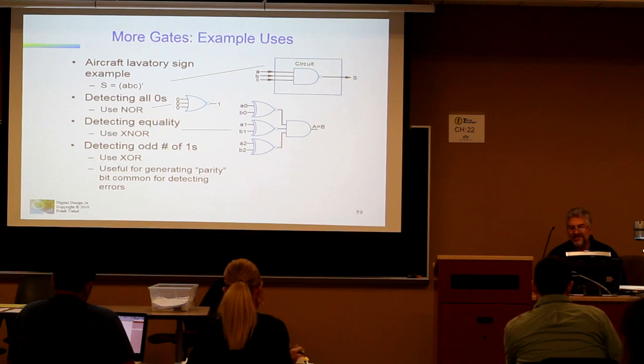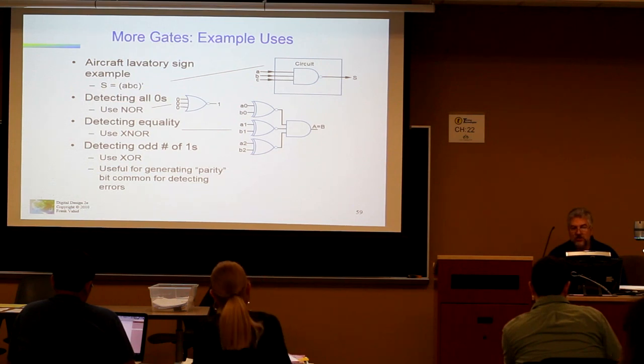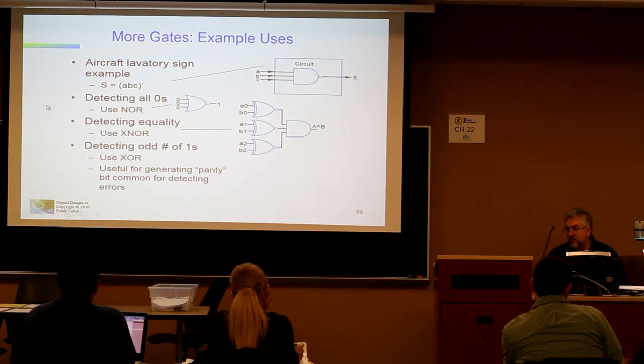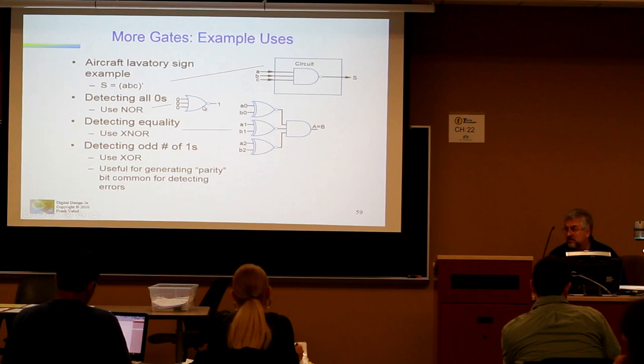So let's say you want to detect all zeros. So you can say, I want to detect a situation when all my inputs are 0. So in other words, f equals 1 when a prime and b prime and c prime, which means using De Morgan's law, you can convert that into a NOR gate.